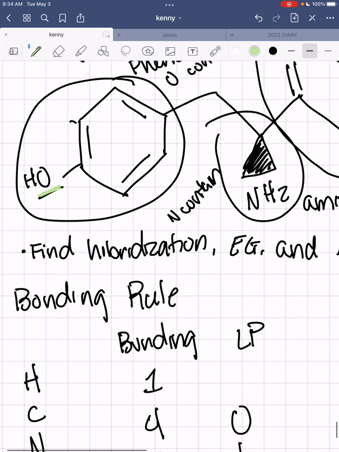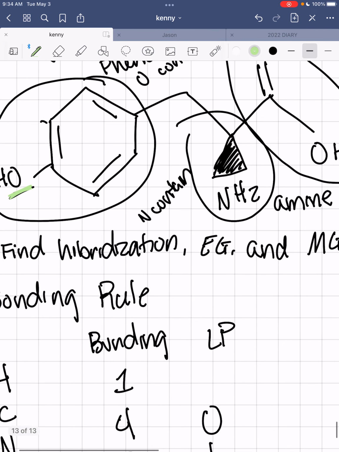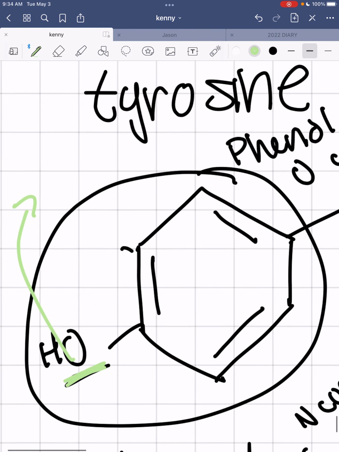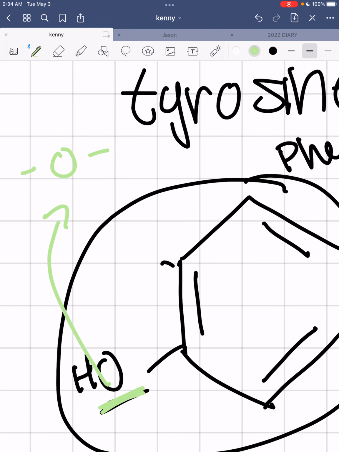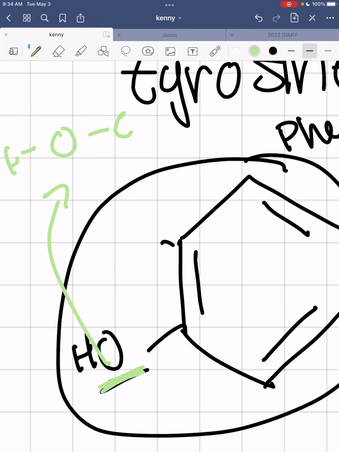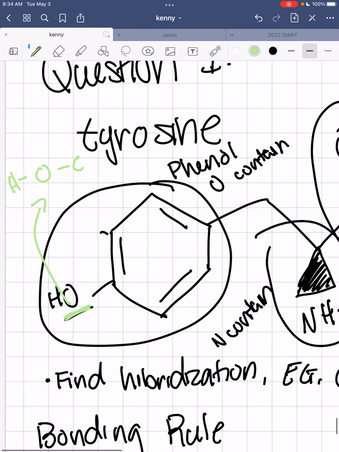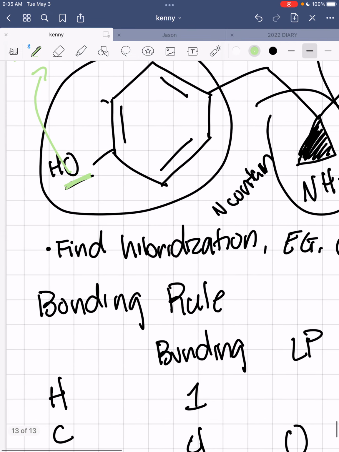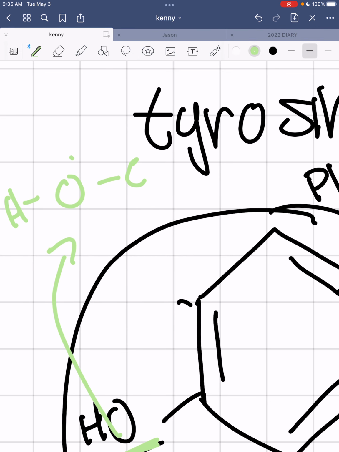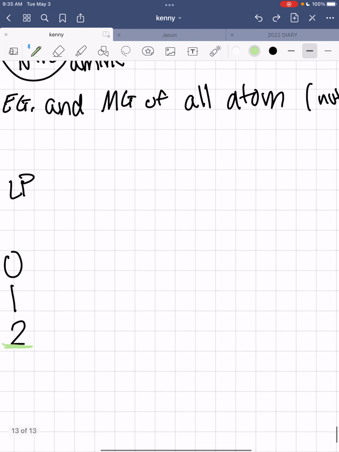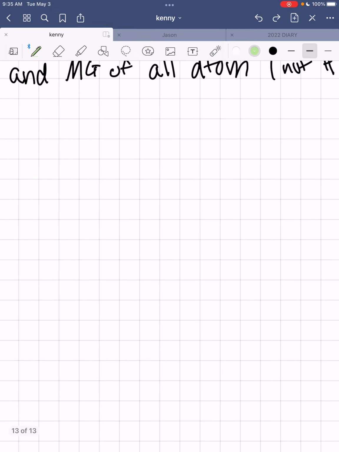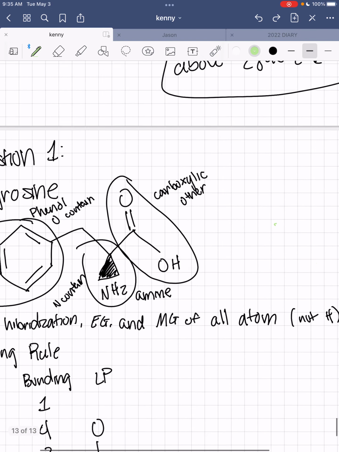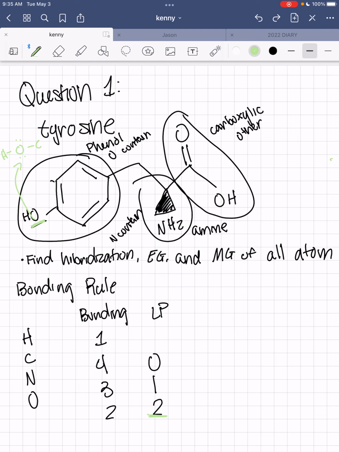So I'll start with this oxygen here. Let's draw this out over here. Judging from our table, oxygen would need 2 more lone pairs in order to fulfill the octet rule, so we need to remember to add those right here. So this is what the oxygen would actually look like. Using that, you can find the hybridization, electron geometry, and the molecular geometry.